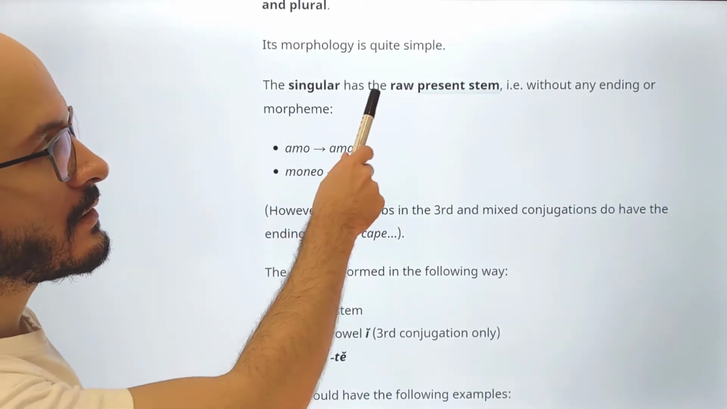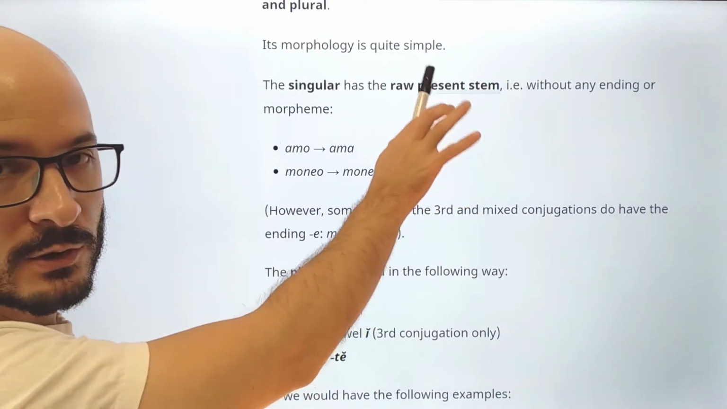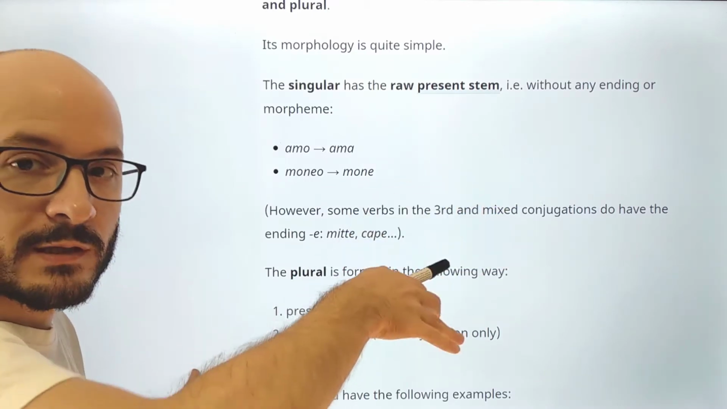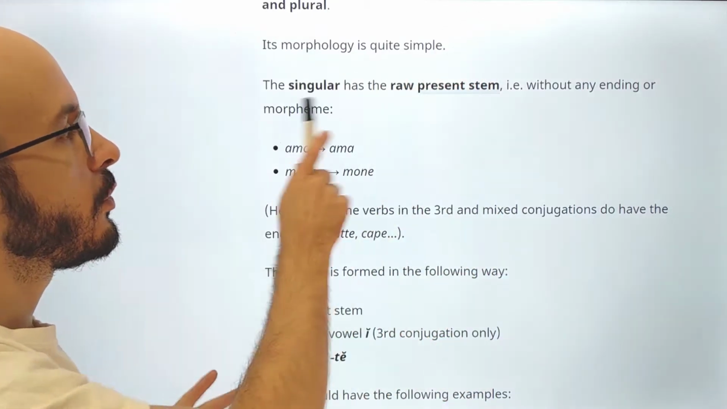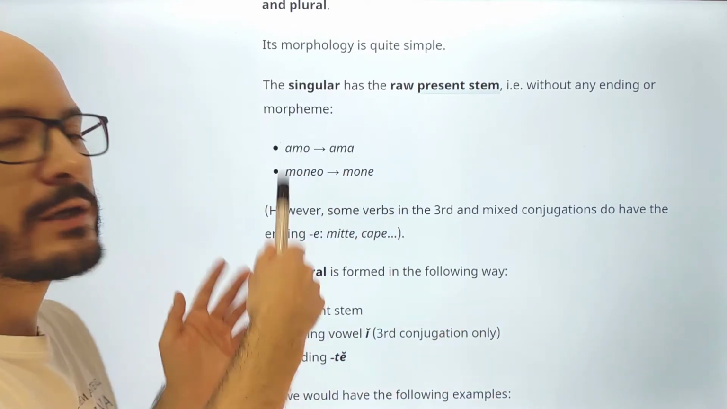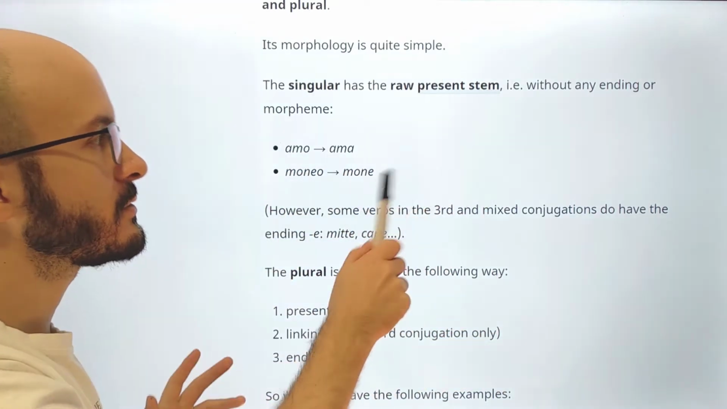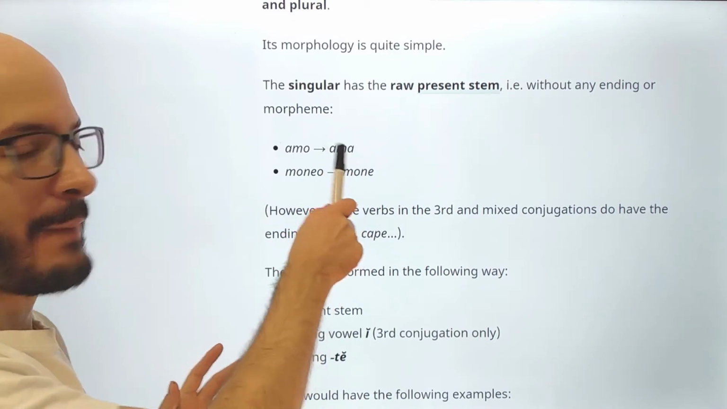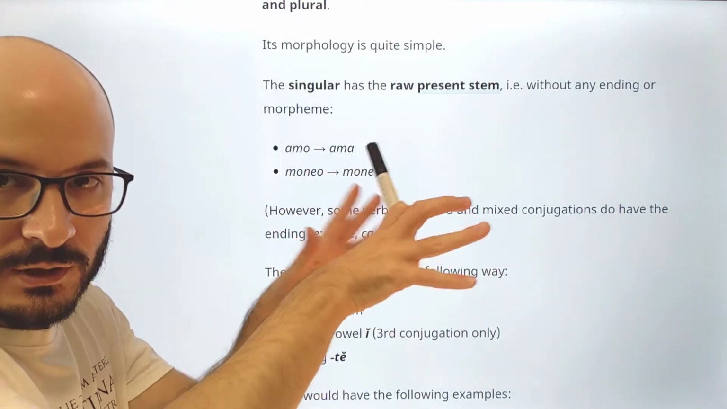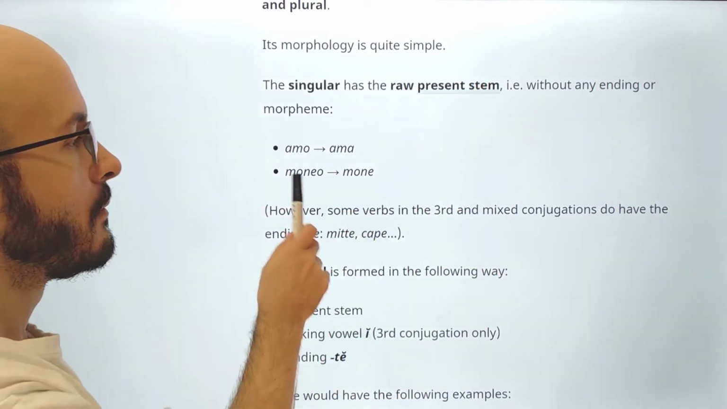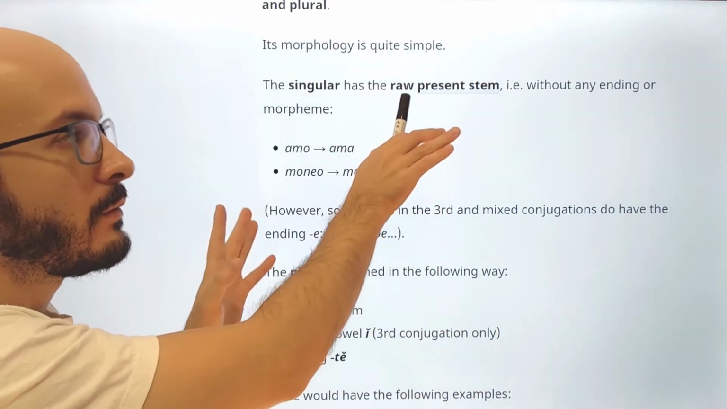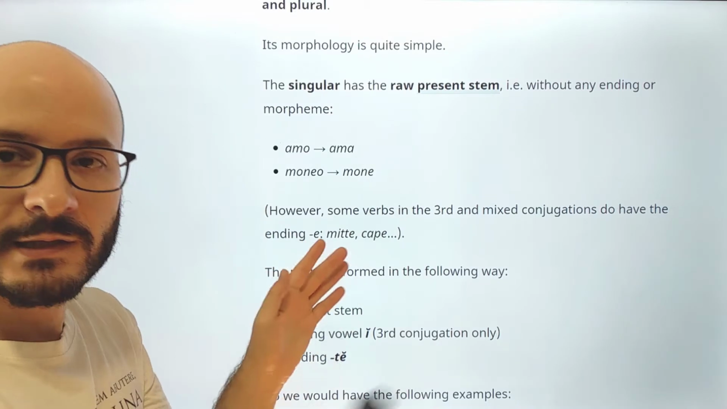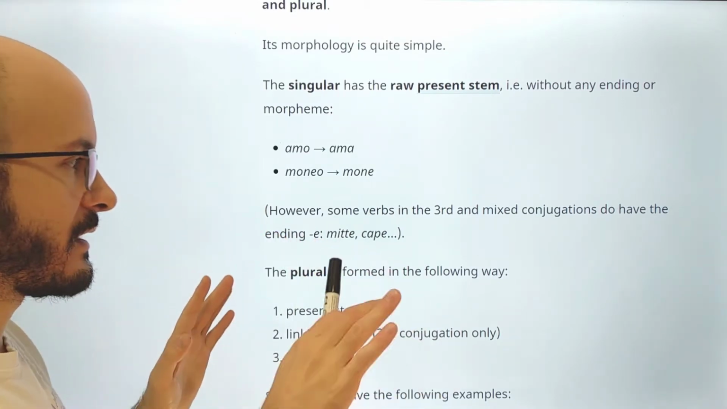The singular has the raw present stem, that is, without any ending or morpheme. We know how to get the present stem. From amo, we have ama, and that's it: you, singular, love. Moneo, mone. That's it. Just the raw present stem, without endings, without morphemes, nothing.